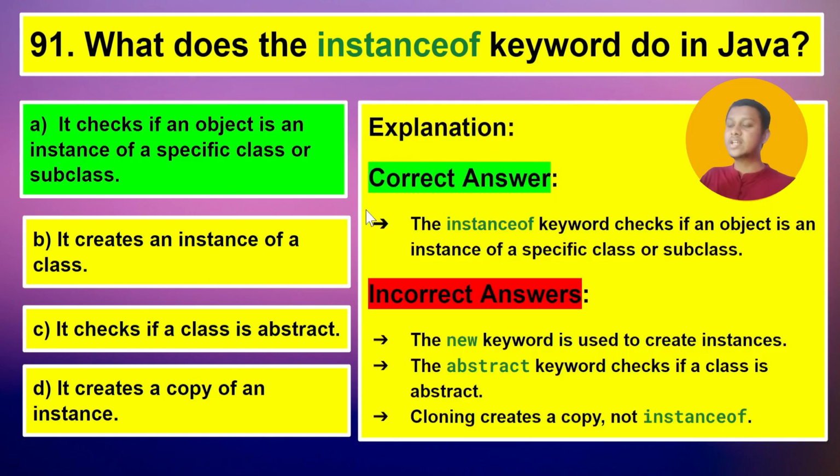As you can see, the instanceof keyword checks if an object is an instance of a specific class or subclass or not. Other options are incorrect because the new keyword is used to create instances. The abstract keyword is used to declare a class abstract, and cloning creates a copy, not instanceof.